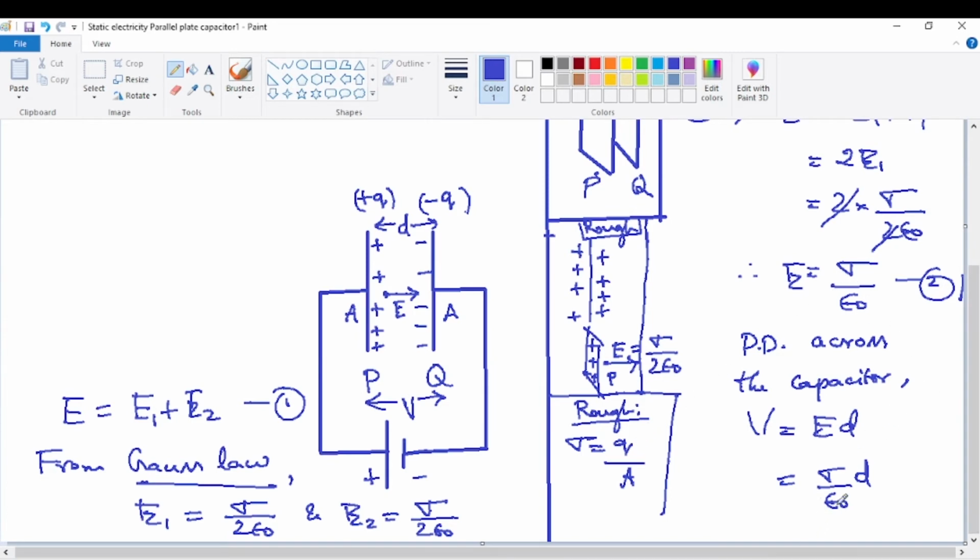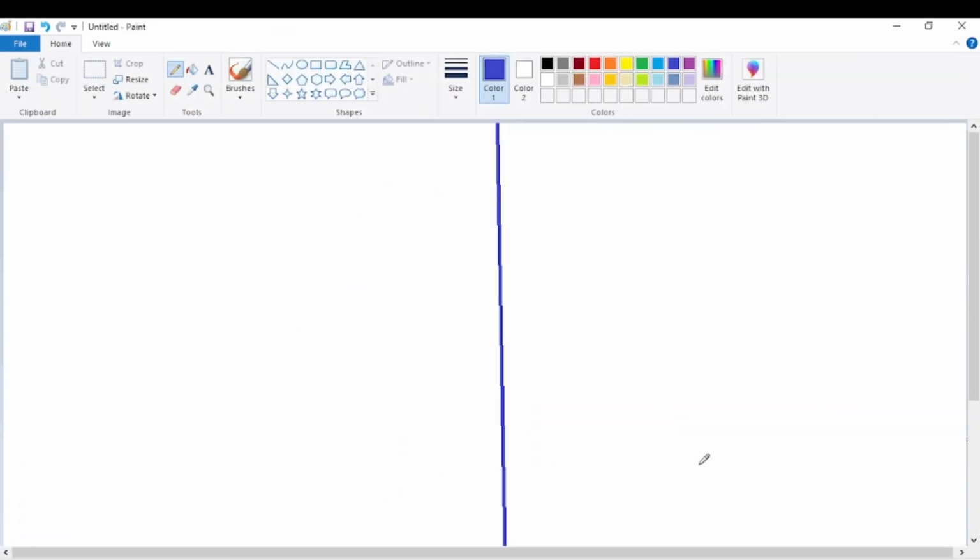Actually there is no place here, so I'll have to continue this next step on the next page. So I'll just take out the next page. So this is the next page. So now using surface charge density, sigma is equal to Q by A.